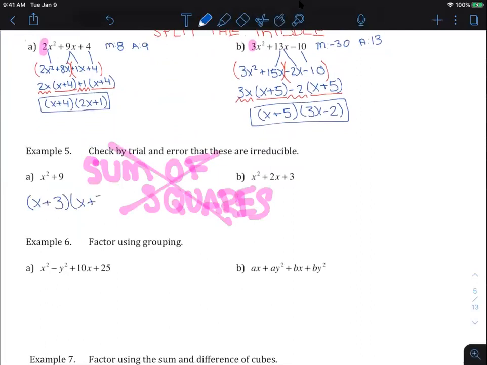But if you FOIL that out, you're going to get x squared. You get a middle term. You get a 3x and another 3x, and then a plus 9. The plus 3x makes a plus 6x. It is not equal to it. It is prime.